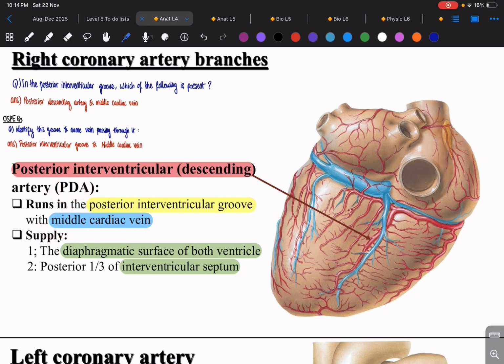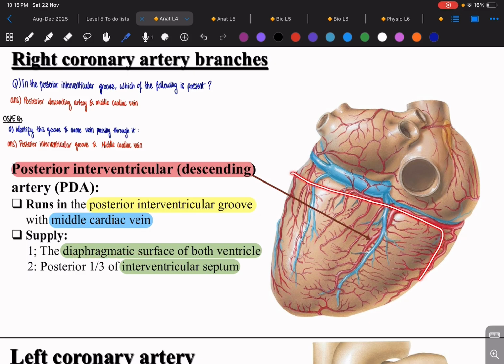Okay? And where do they run? They run in the posterior interventricular groove. This is important. They run in the posterior interventricular groove. So in the posterior interventricular groove we have the PDA and the middle cardiac vein. Okay? What do they supply? What does the PDA supply? It supplies the diaphragmatic surface of both ventricles.